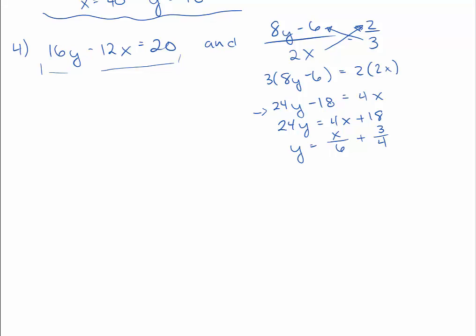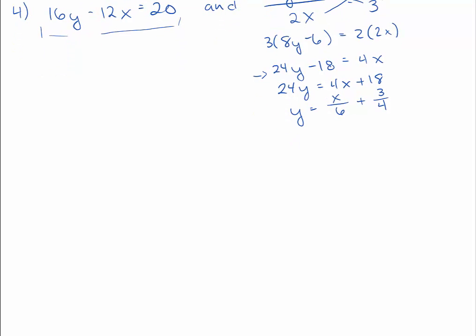I'm now going to take this y equals, and I'm going to plug it into my other equation. So I have 16, and instead of y, I'm going to plug in x over 6 plus 3 over 4 in place of my y, minus, and then there's still 12x here, equals 20. And again, that doesn't look pretty, but at least I have one equation and one unknown, one x, right? So, well, multiple x's, but just x. So I should be able to solve this.